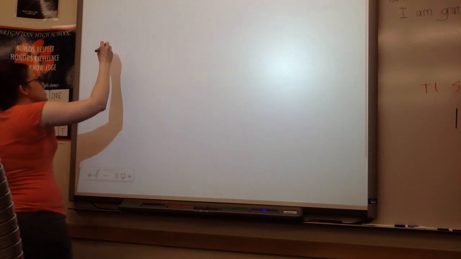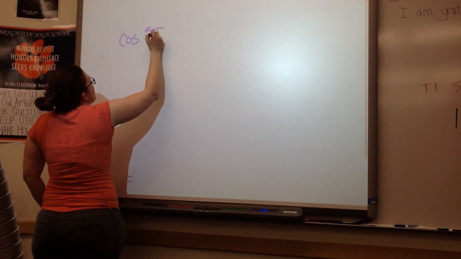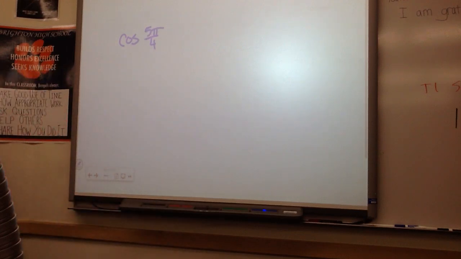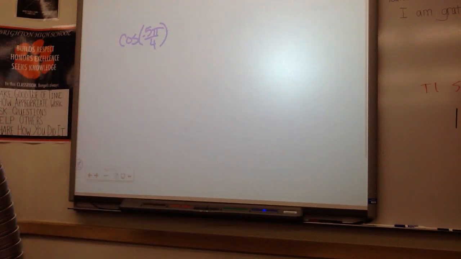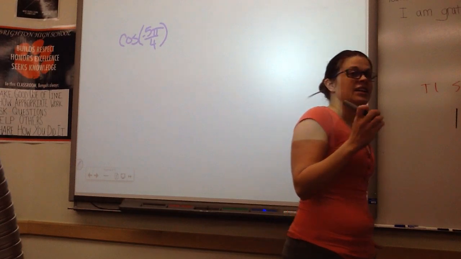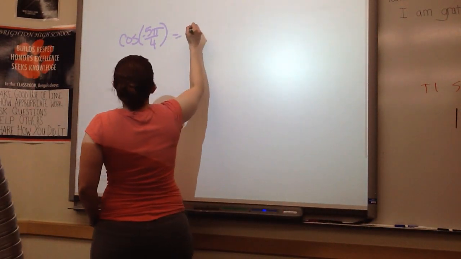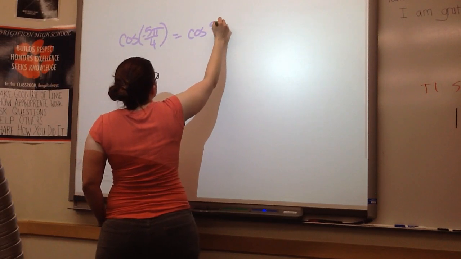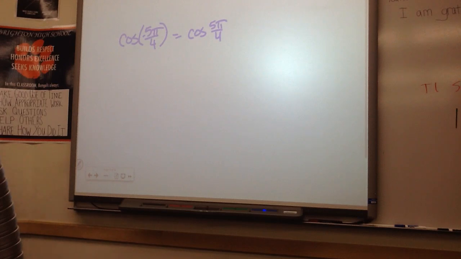So, if we take the cosine of 5 pi fourths, oh, negative 5 pi fourths, sorry, I forgot, that's for doing negatives. My fault. So the cosine of negative 5 pi fourths, cosine is it even or odd? Even. It's even, which means that it's the same y value. So we have the cosine of 5 pi fourths, that value is the same value as cosine of negative 5 pi fourths.